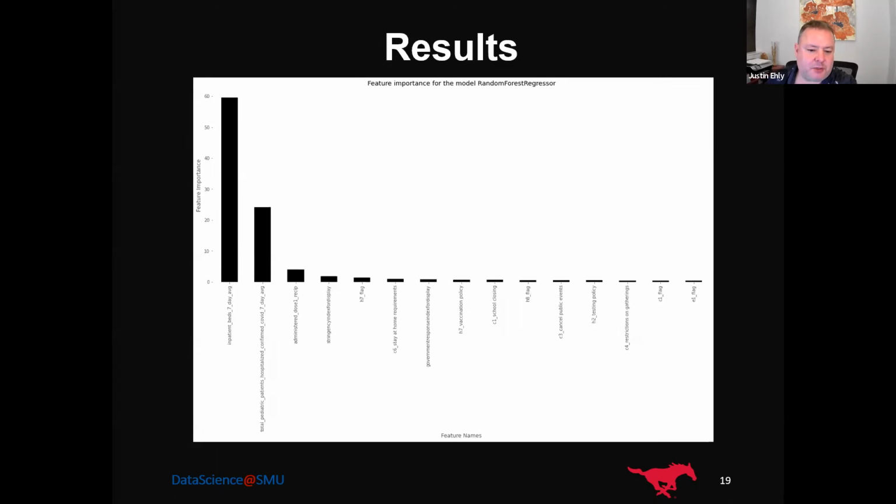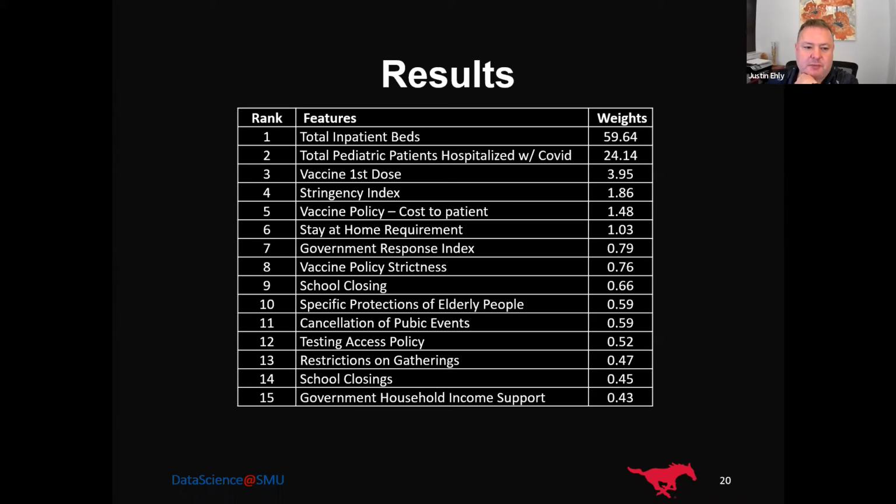So this is a graph of our results of our top 15 features, and I just wanted to show you that there was quite a bit of difference in terms of what was actually correlated with COVID-19 patient hospitalization and what wasn't. So let's take a deeper look into a couple of these individually on the next slide, where you can actually see what those were.